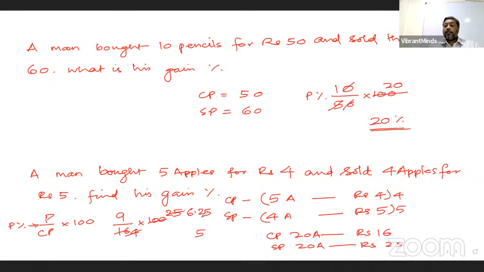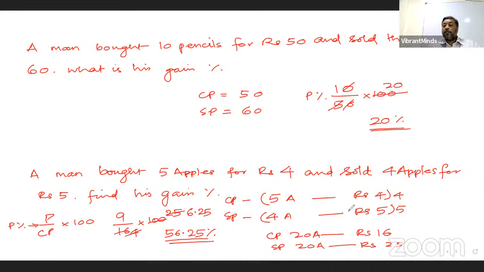9 2s are 18 and 4 is 22. 2 carry forward is 2. 9 6s are 54. So the answer is 56.25%. Is it clear now?